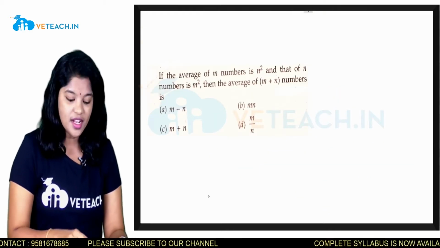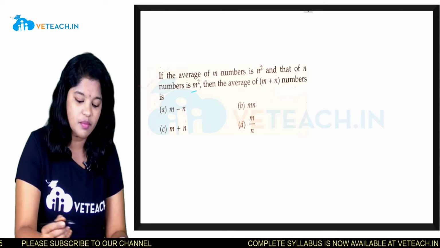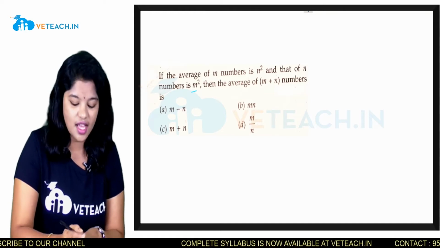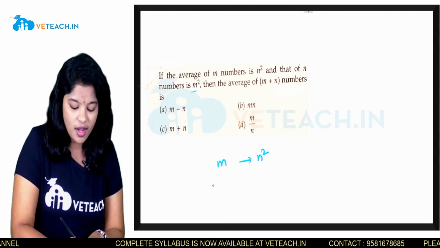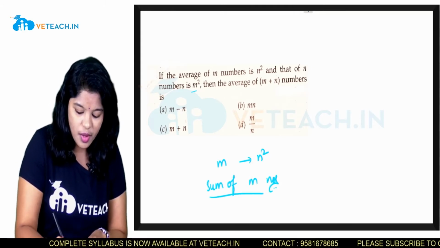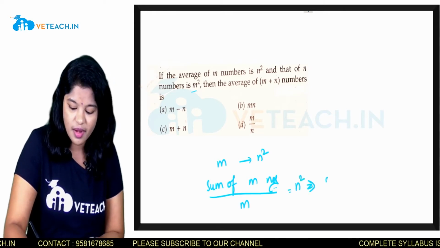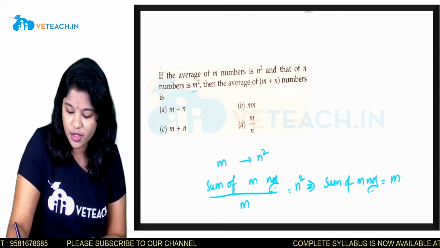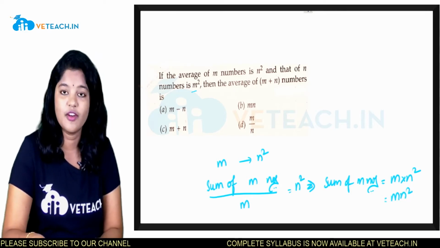See the next question. If the average of m numbers is n square and that of n numbers is m square, the average of m plus n numbers is. So first they have given the average of m numbers is n square. So what will be the formula? Sum of m numbers divided by the total number of numbers, that is m, is equal to n square. So that implies the sum of m numbers is m into n square, that is mn square. So this is regarding our first condition.